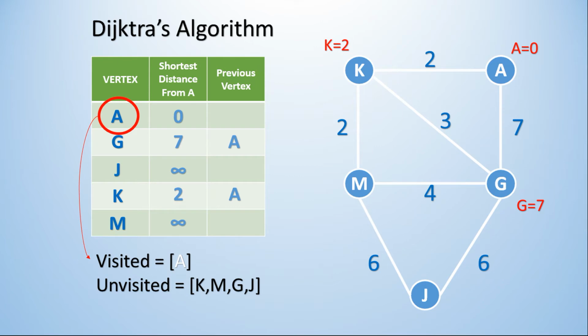Now add the current vertex to the list of visited vertices. We won't be visiting A again. Now the algorithm begins to repeat.